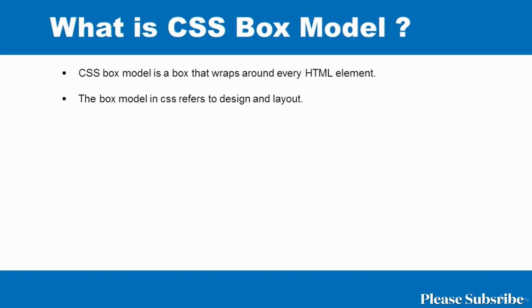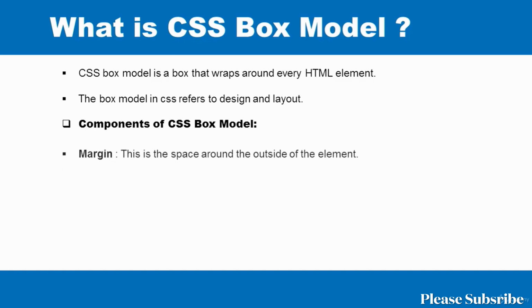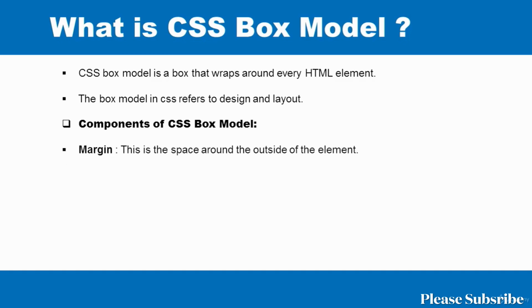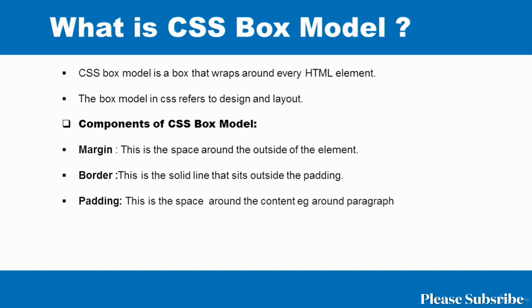The box model comprises several components or parts. So we have the margin, which is the space around the outside of the element. Next, we have the border. This is the solid line that sits outside the padding. We've got the padding. This is the space around the content. For example, if you have a paragraph, the space around the paragraph can be regarded as the padding. And then we have the actual content.